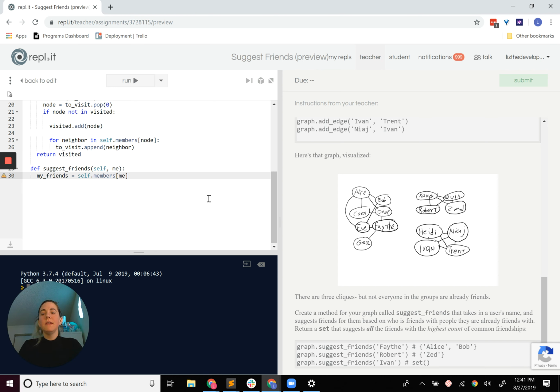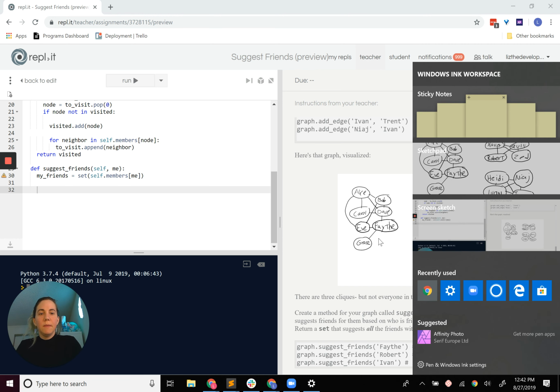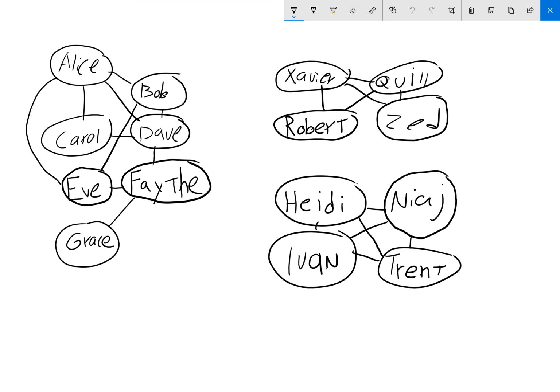Now, I'm going to be frequently checking this my friends thing, so I suggest you set it up as a set. In fact, I suggest you use a lot of sets here. Now, if you look again at the image, there are going to be people who are more suitable than others. We don't want to just suggest my friends indiscriminately.